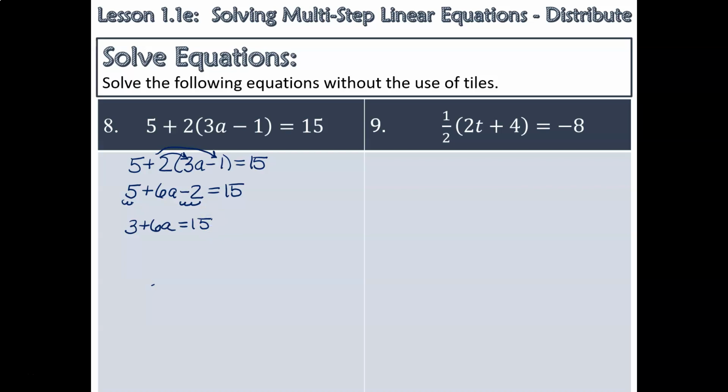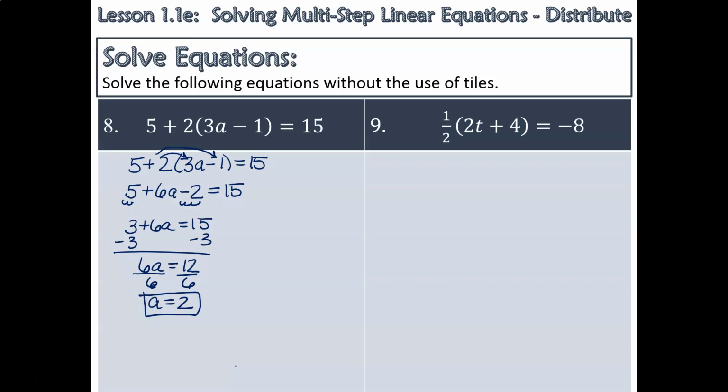We're going to undo this adding 3 because it's positive. So we're going to subtract 3. So 6a is equal to 15 minus 3, which is 12. Now we are going to undo that multiplication by dividing each side by 6. So a is 2.